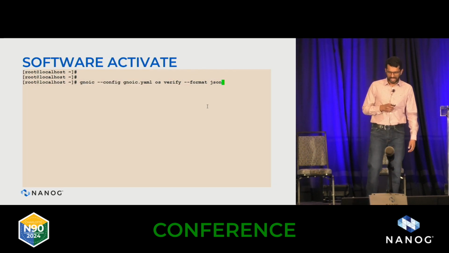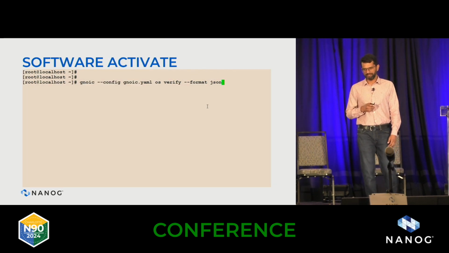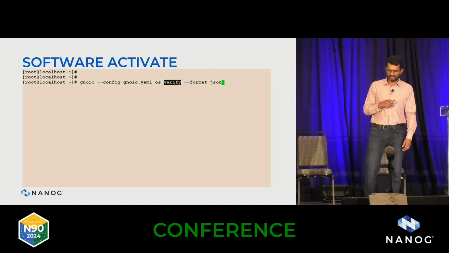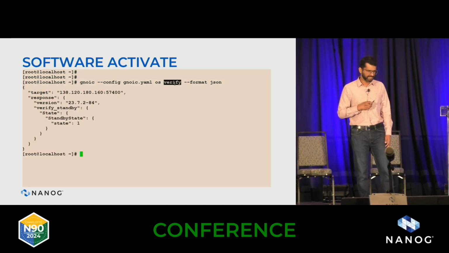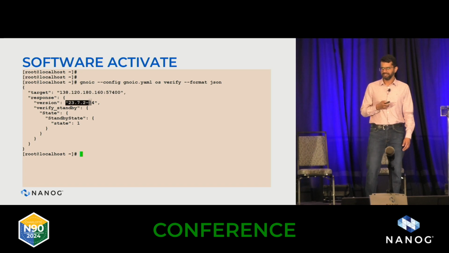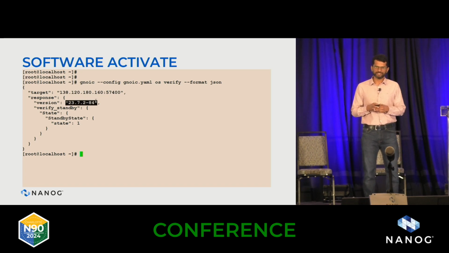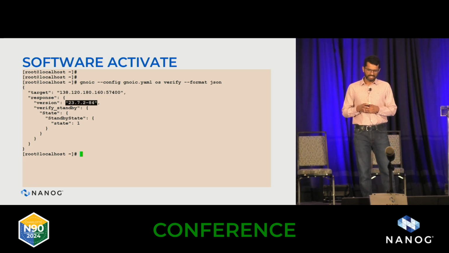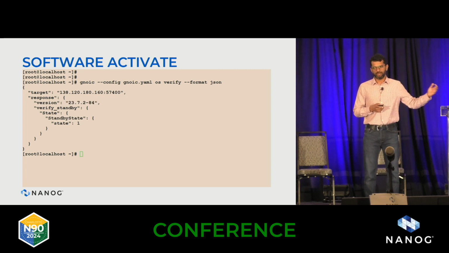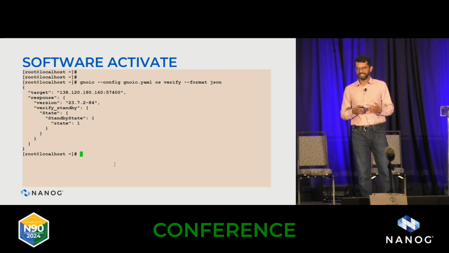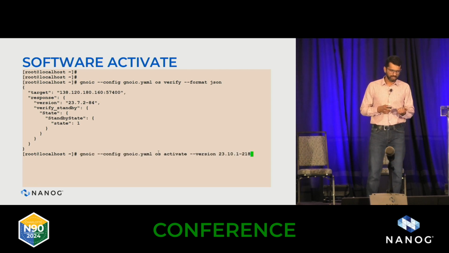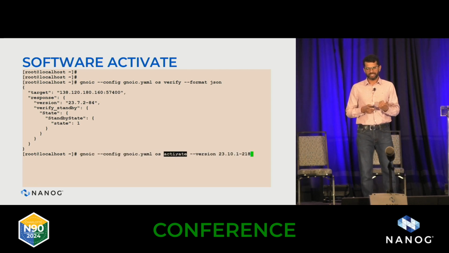The next step is to activate the new image. Before we activate, let's check the current version again. In this case, our format is JSON. We see that the current version is 23.7.2, and we are going to upgrade this to 23.10. We already transferred the 23.10 image to the router, and using the OS activate service, we are going to activate that particular version, 23.10.